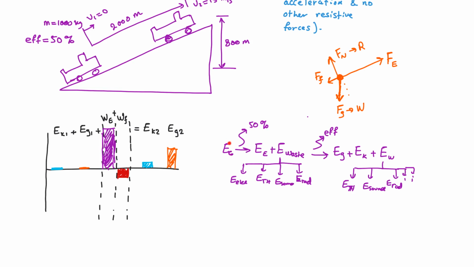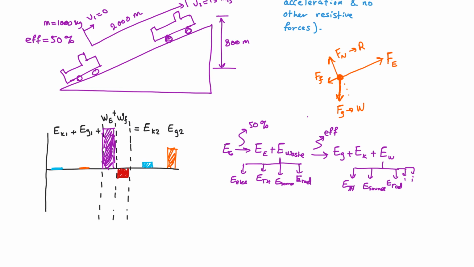So we've got that chemical energy in the car, or the fuel, that's going to be transformed 50% to useful energy that's going to propel the car forward. Some of it is going to go to waste in different forms. And from that energy here, we're going to have some gravitational potential. We're going to have some kinetic, and we're going to have some waste again. And this efficiency is going to be considering this waste, and this is going to be considering this waste.